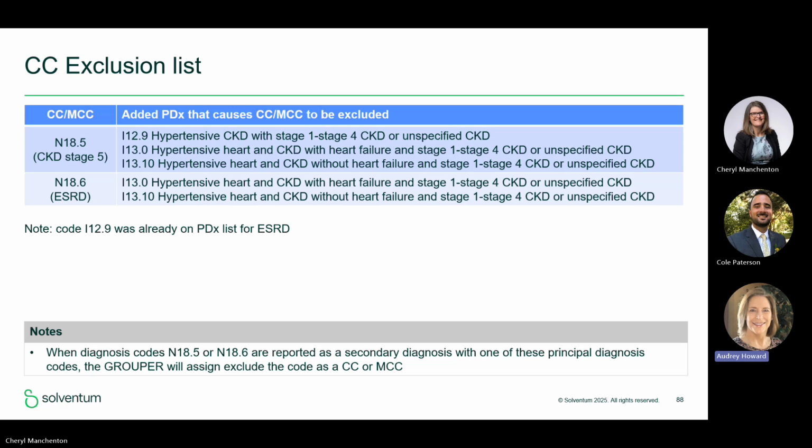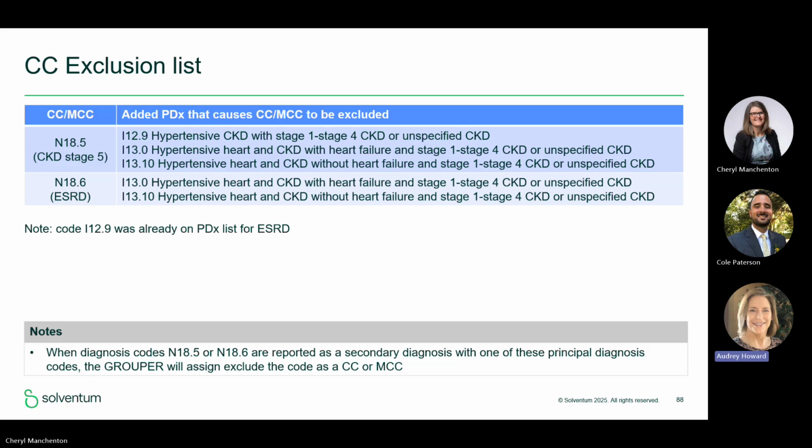When that code is assigned with one of these principal diagnoses that's listed, that's in the second column, then it's going to be excluded as a CC or MCC. And you're like, oh my goodness, they're excluding end-stage renal disease as an MCC in some of these instances, or they're excluding the CKD stage 5 in one of these instances. But look at what the principal diagnoses included on here are. It's a combination code, the hypertensive heart or hypertensive heart and kidney disease diagnosis code, but it's with stage 1 through stage 4 of CKD.